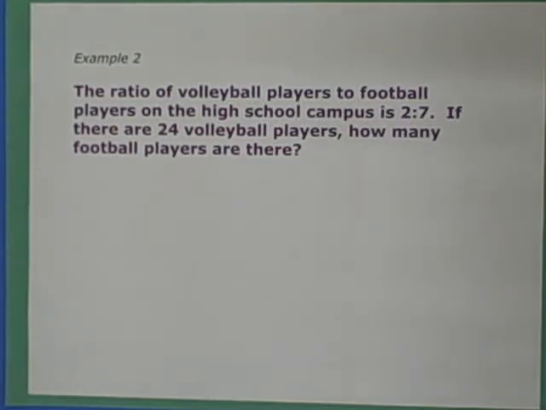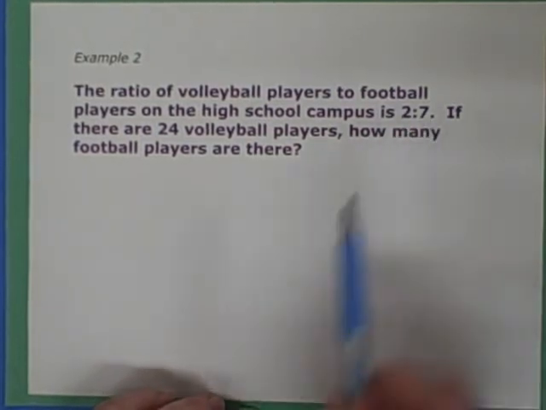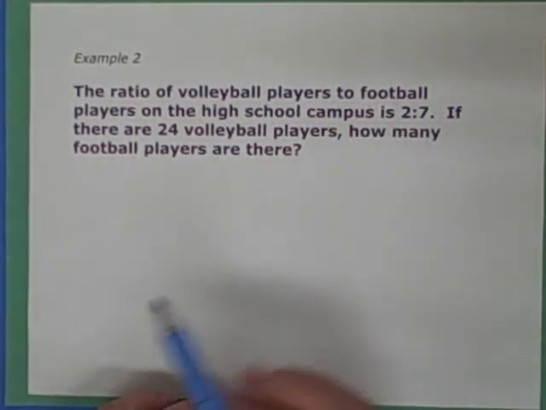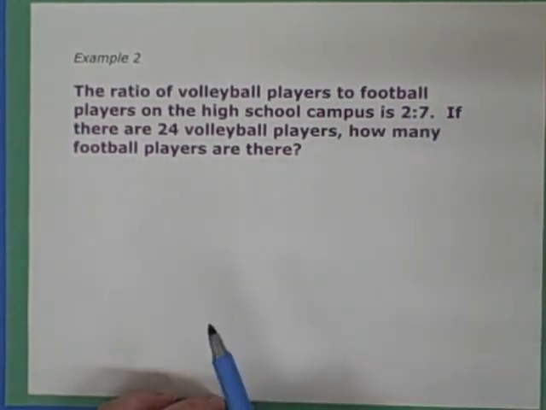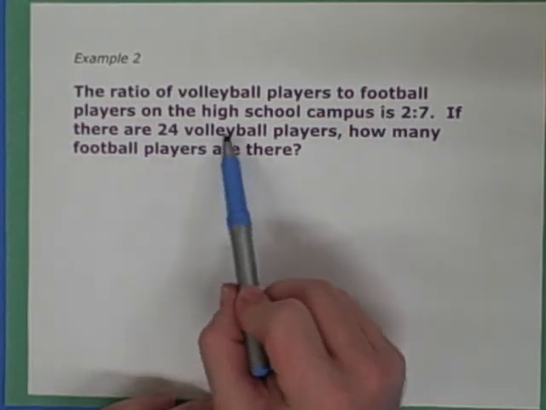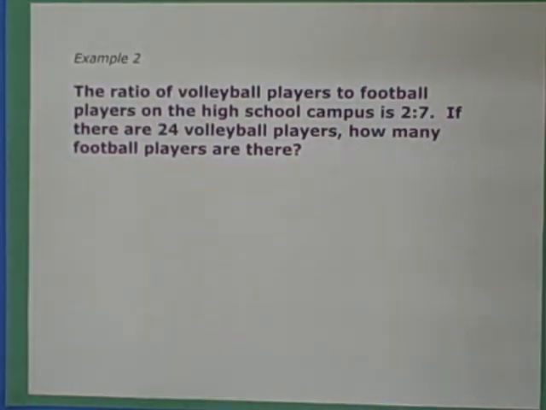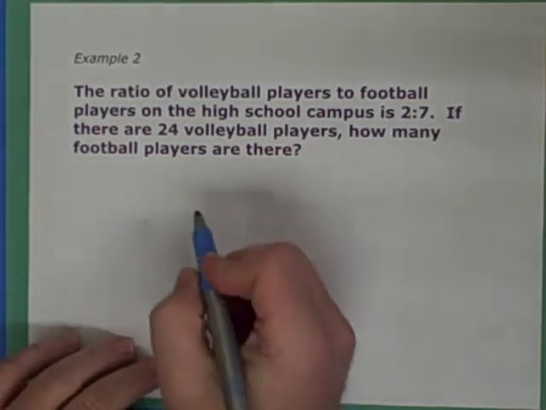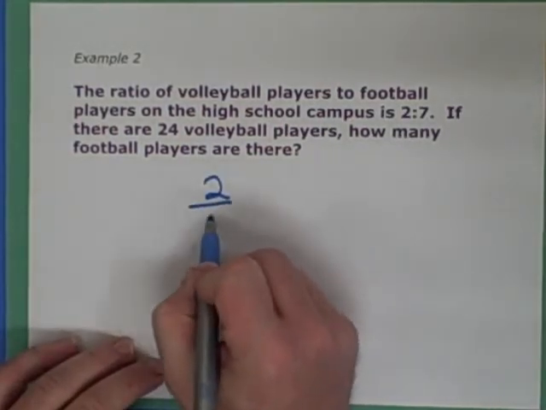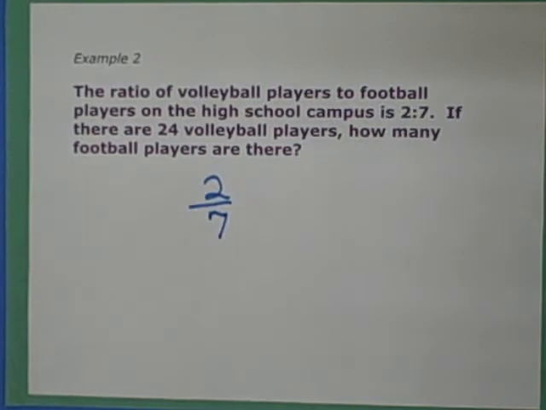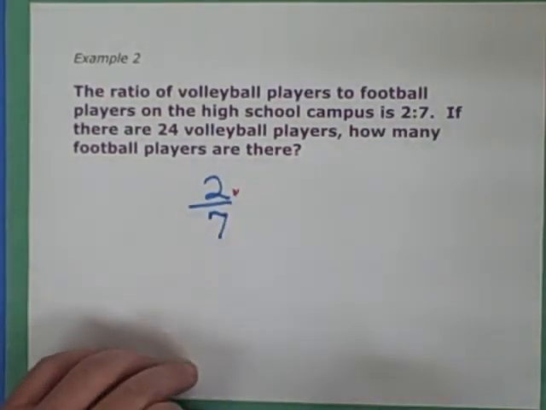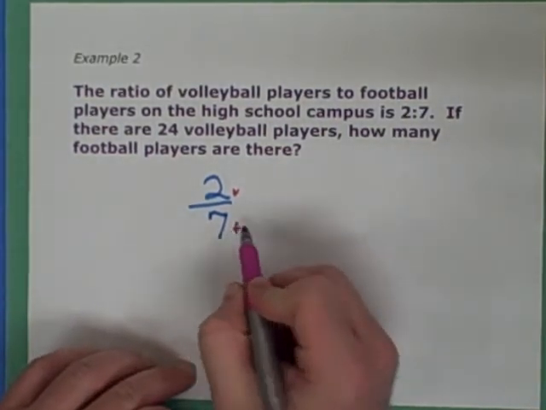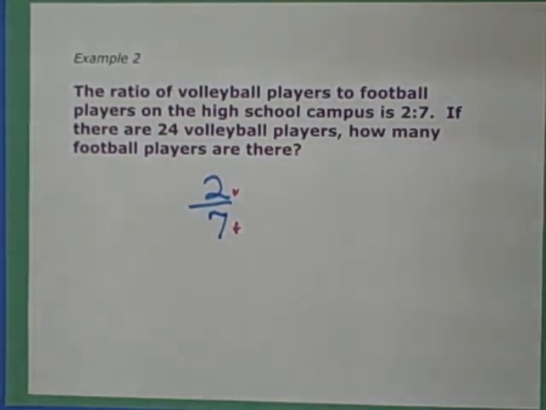This says that the ratio of volleyball players to football players on the high school campus is 2 to 7. So regardless of how many players there are, the ratio of volleyball to football players is 2 to 7. Now, if there are 24 volleyball players, how many football players will there be? Well, we already have our ratio of 2 to 7. Let's make sure we understand that the 2 is the volleyball players and the 7 are the football players.